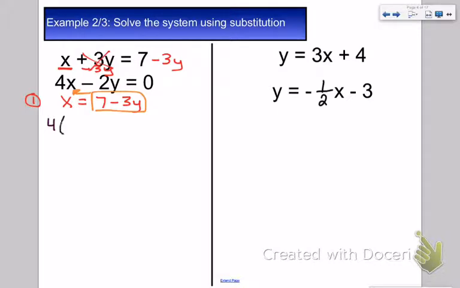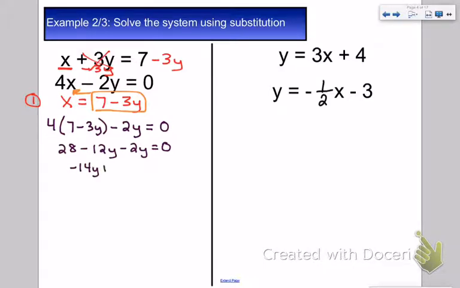So again, remember to use parentheses: 4 times the whole expression 7 minus 3y. Then I need to subtract 2y, and that is equal to 0. Distribute. And I need to get my like terms together. So I have a negative 12y and a negative 2y, make negative 14y, and I have a positive 28 is equal to 0. Subtract 28 from both sides, and I get negative 14y is equal to negative 28. Divide both by negative 14, and I get y is equal to positive 2.